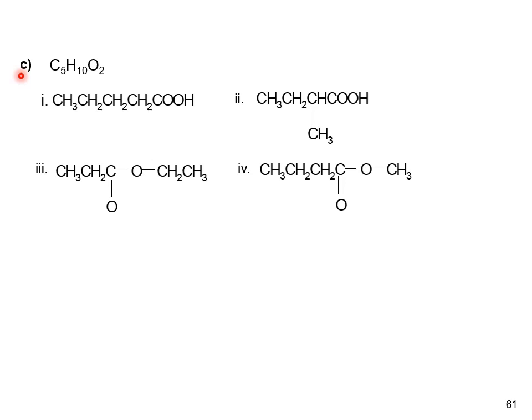Next, question C. These four are the structural formulas for C5H10O. Let's identify the type of isomer among these four structural formulas. The first and the second have the functional group of carboxylic acid, but the chain is different. This one is a straight chain, this one has a branch. So you should know the relationship between structure 1 and structure 2. Structure 3 has the functional group of ester.